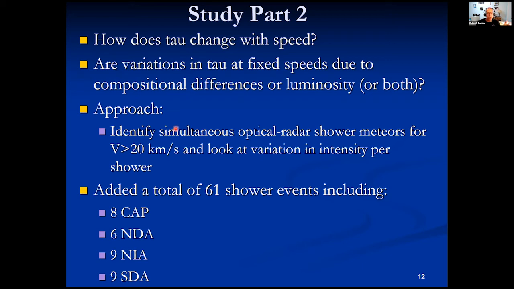So the notional idea here was, if I'm looking at 8 or 10 meteors from the Alpha Capricornids, arguably there's less compositional difference than if I was looking at 8 random meteors from the same velocity band. At least that was the intent. We were able to find an additional 60 or so shower meteors that met all those criteria and were seen optically and with radar. Among those, we had a fair number of events from 4 different showers: the Alpha Capricornids, North Delta Aquarids, Northern Iota Aquarids, and South Delta Aquarids.